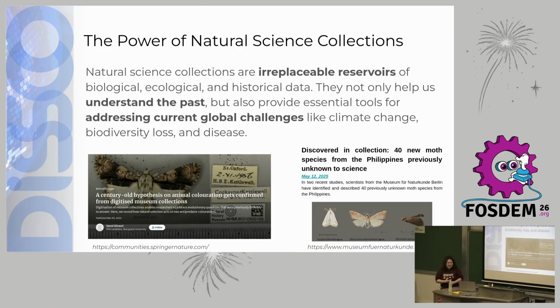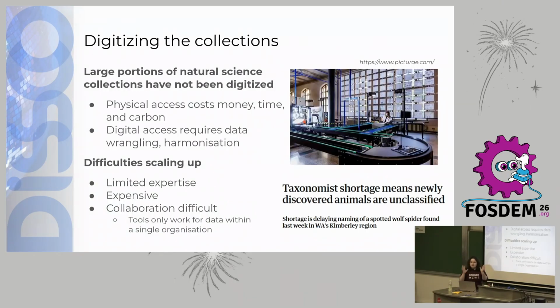Excuse my German. They looked into their collection, and they found 40 species previously unknown to science. These were just lying around in a box somewhere. And so it's really important that not only are they accessible to researchers to study, but we need to know what is there. And so let's talk about digitizing.